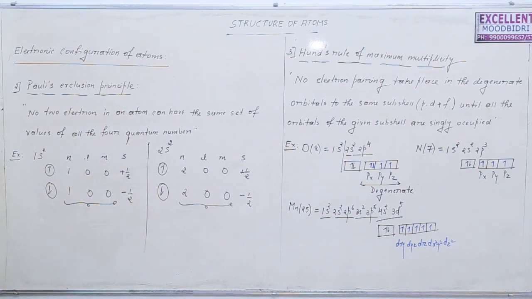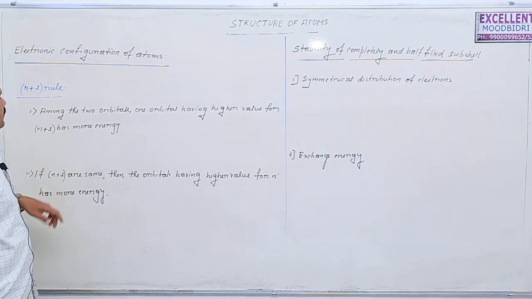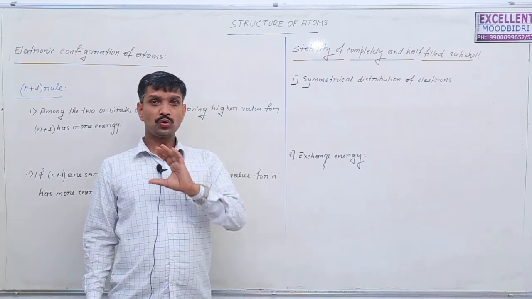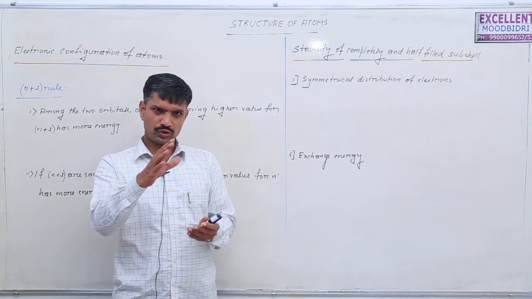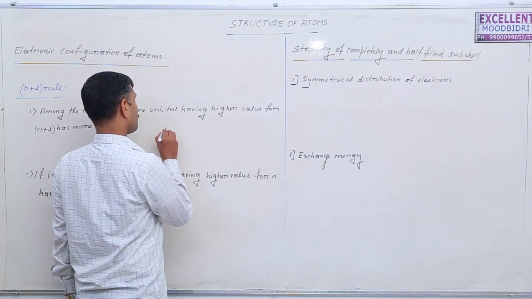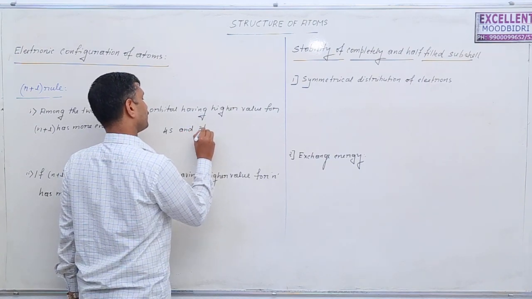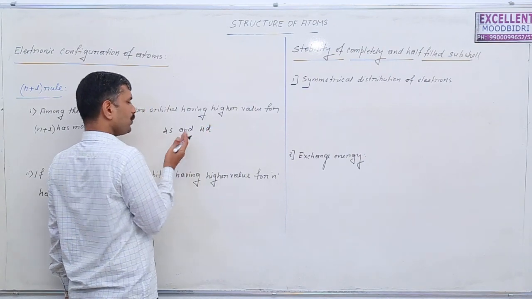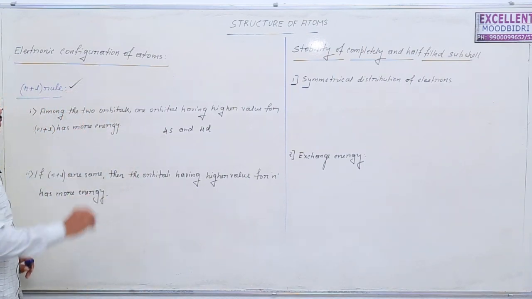Next is the n plus l rule. Among two orbitals, the one having the higher value of n plus l has more energy. Suppose two orbitals are given to you, for example 4s and 3p, or 4d. Which has the higher energy? This is decided on the basis of the n plus l rule.